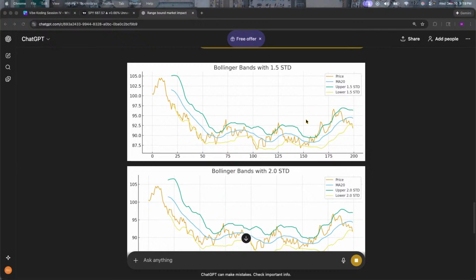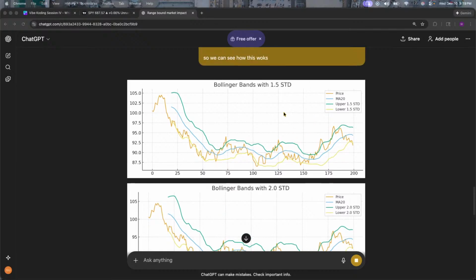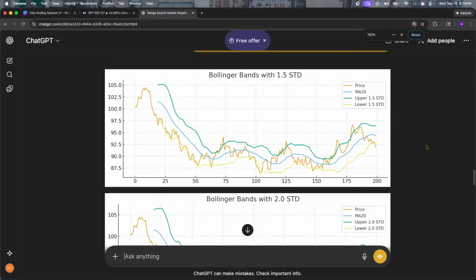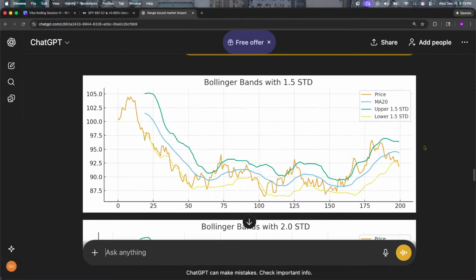All right, beautiful. So 1.5 standard deviations, right? We see here that the bands are super tight. What that means is that any little price movement, let me zoom in so you can see it. The moving average is 20. That's super slow, so we're probably going to do a moving average of maybe 10, 12. Excuse me, our moving average is 12. That's where we're going to start.